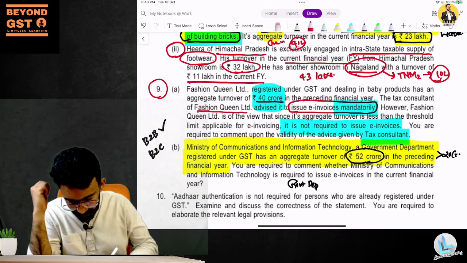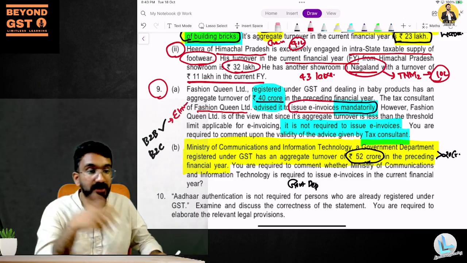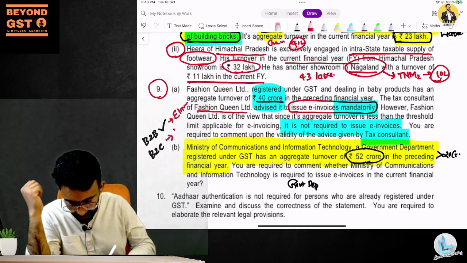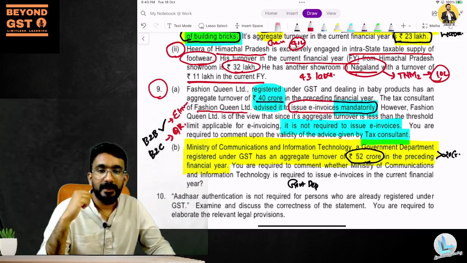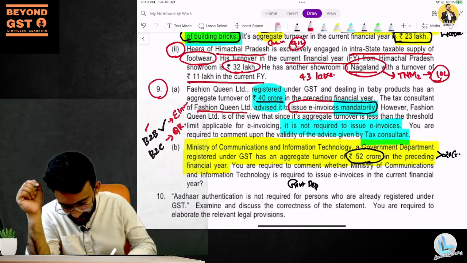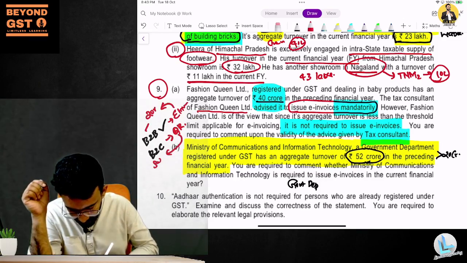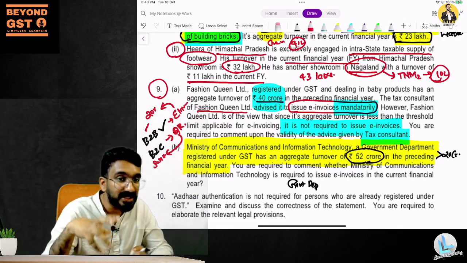E-invoicing is applicable for B2B. Same kind of questions can be given for dynamic QR code also. It is applicable for B2C. The limit for e-invoicing is what? 20 crores. The limit for dynamic QR code is 500 crores. So you should be careful. That kind of question also can come.